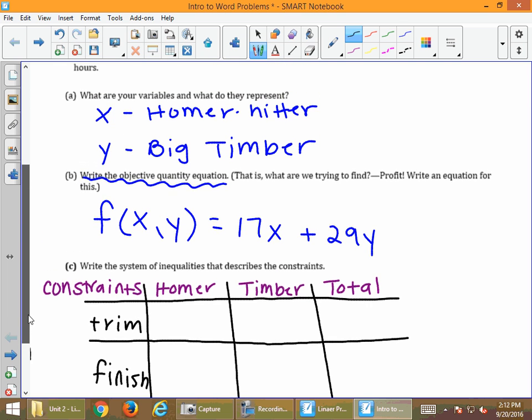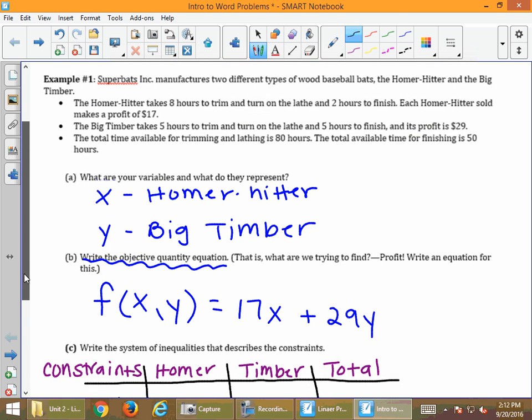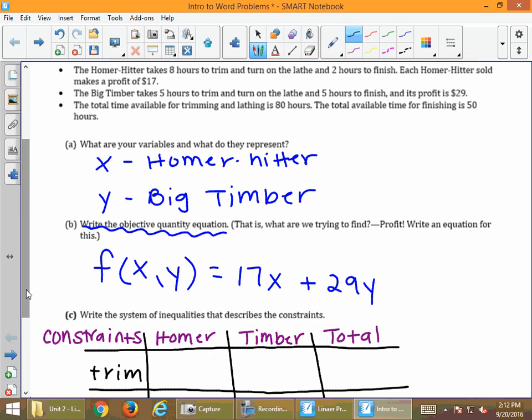If we look, how many hours does it take to trim a homer hitter? 8. So that's what you're filling in here. How many hours does it take to trim a timber? 5. That goes there. How many total hours do you have for trimming?